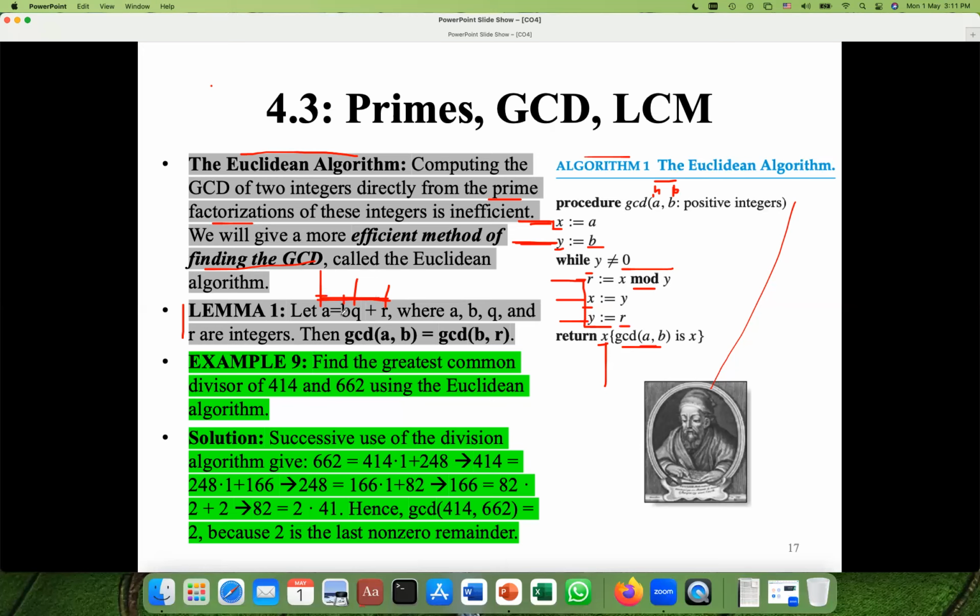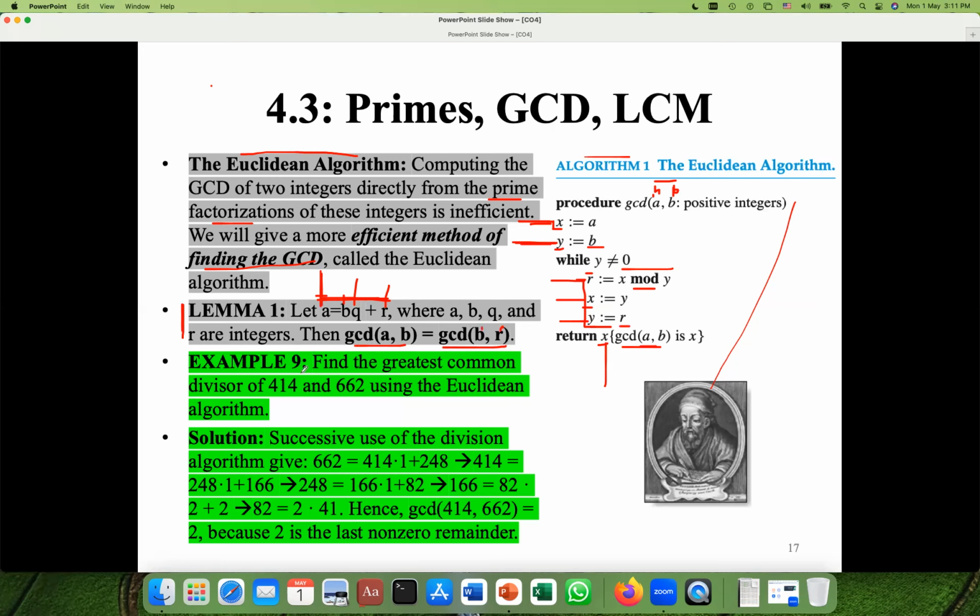So if this is the equation, then GCD of A and B is equal to GCD of B and R. This is something which was already proved by some person: if this holds, then GCD of A and B would be equal to GCD of B and R. B is the second number, R is the remainder. Anyhow, keep this in mind.